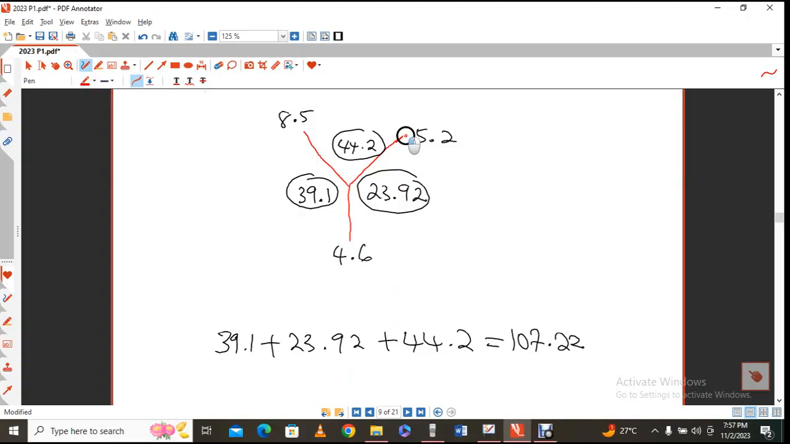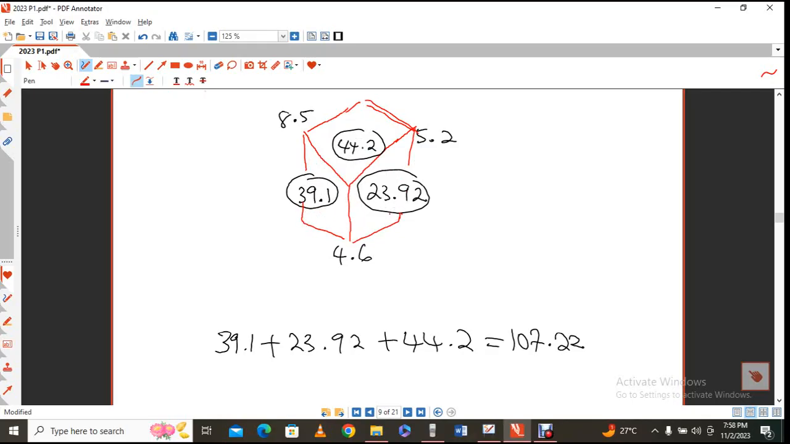If I was to extend it, you would see that that would be an area for that rectangle there. That over there will be an area for that rectangle over there. This 39 will be an area for this rectangle over here. So they have also got another one. 39.1 is also on the back. 23.92 is on the other side. 44.2 is also at the bottom, for example.